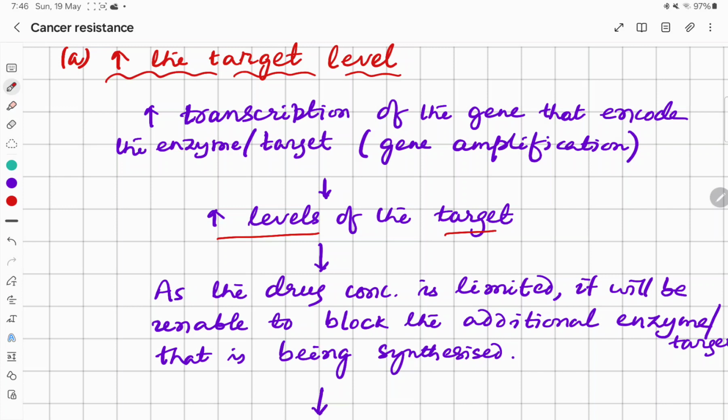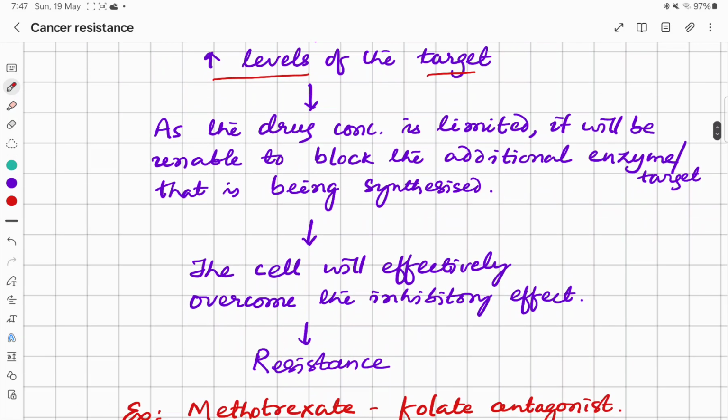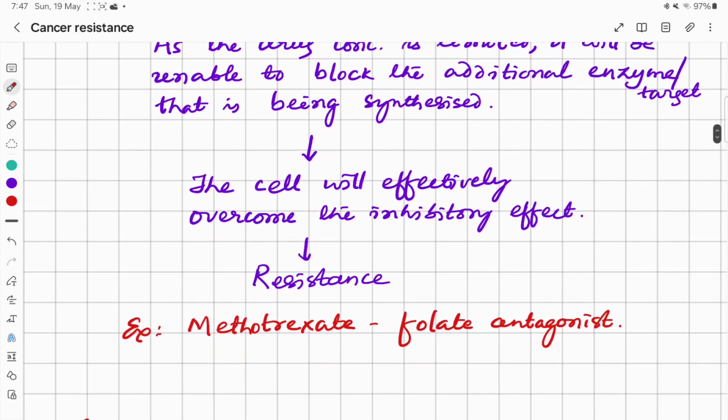And since the drug concentration is limited and the target level is increased, the drug will not be able to block the additional targets or enzymes synthesized, and that leads to resistance because the cell will effectively overcome the inhibitory effect. So for example, methotrexate, which is a folate antagonist. If there is more folate synthesis, then methotrexate resistance occurs.